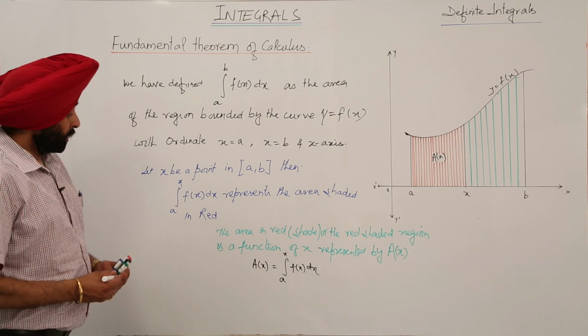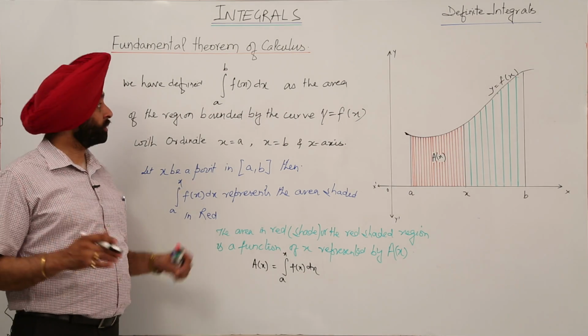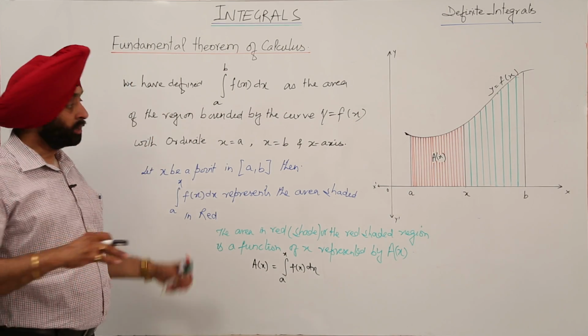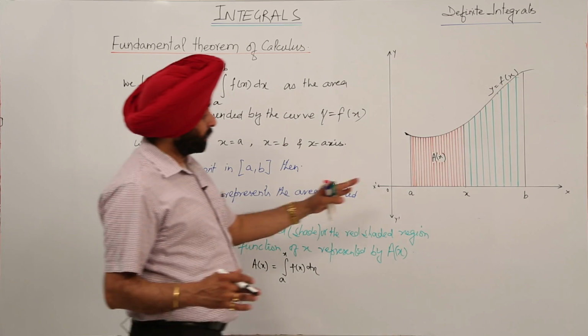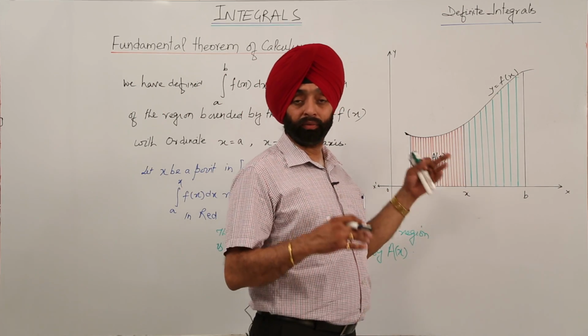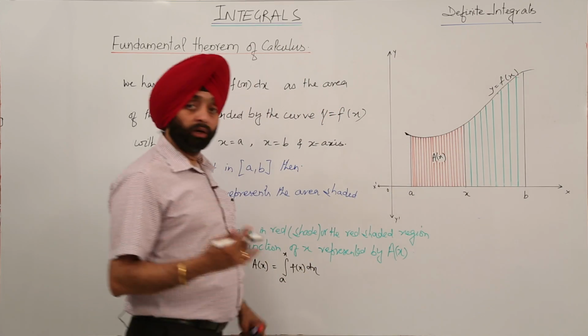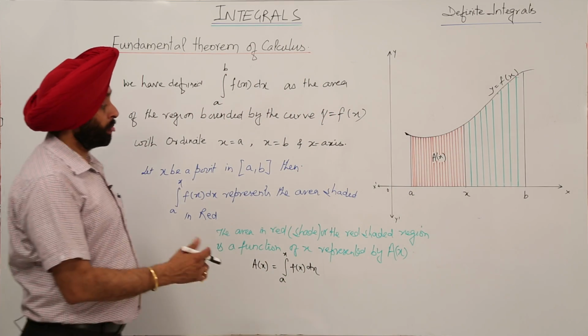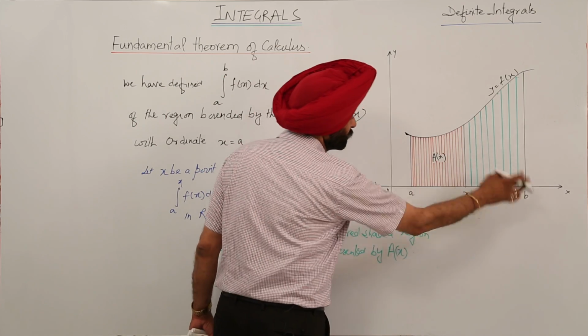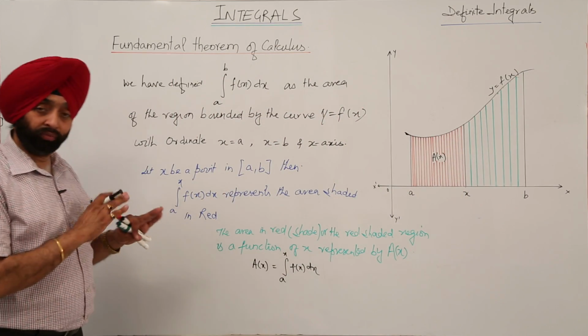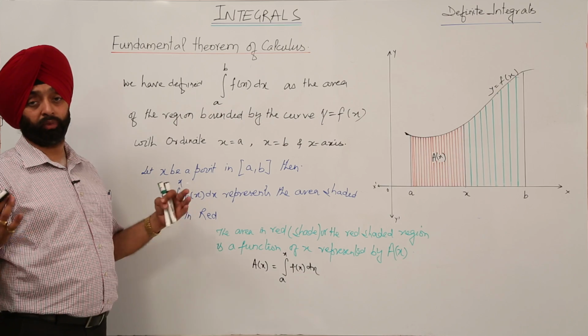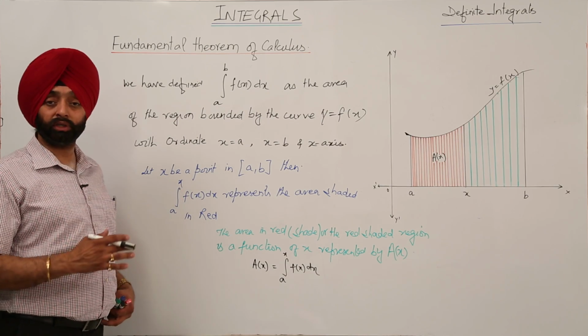Is it clear? So the first basic thing for the fundamental theorem of calculus was, if we have these types of graphs, how to find the area when ordinates are given. So a to x and x to b. Now this should be very clear from what I have explained. Okay, now we will go to the theorem part.